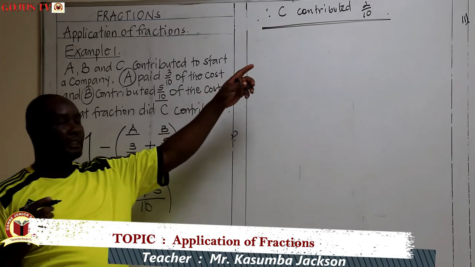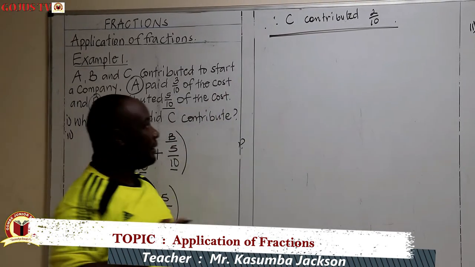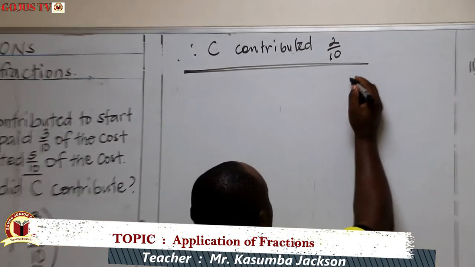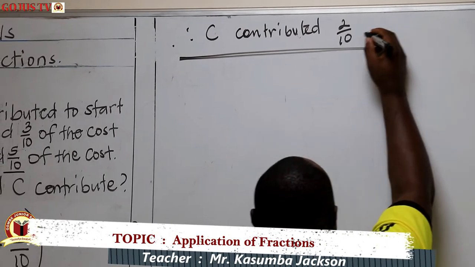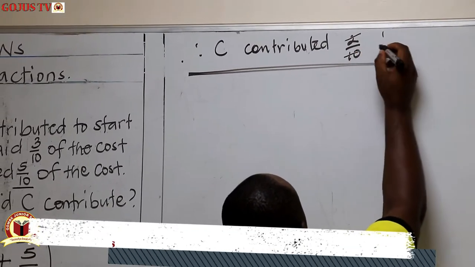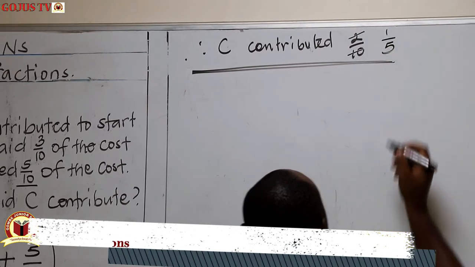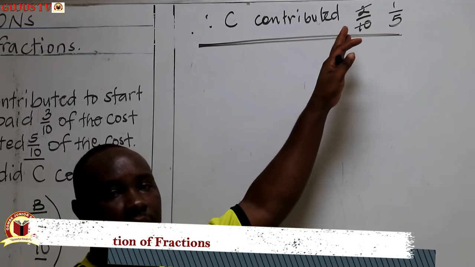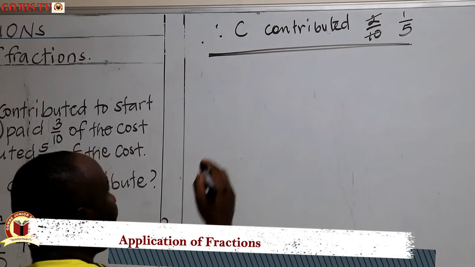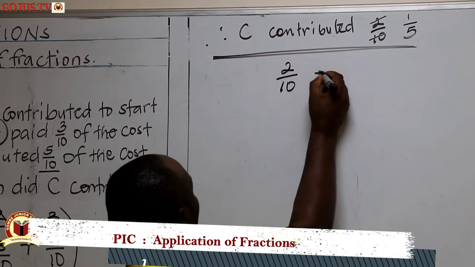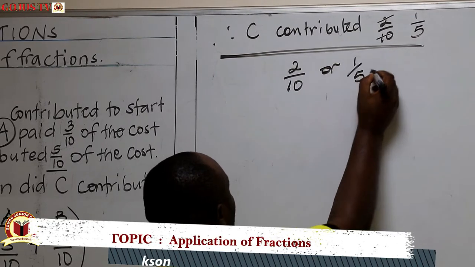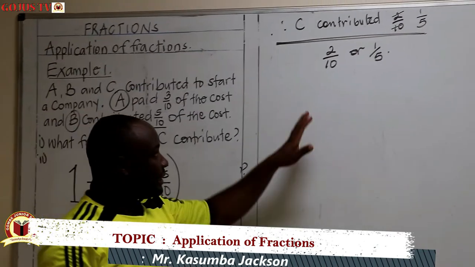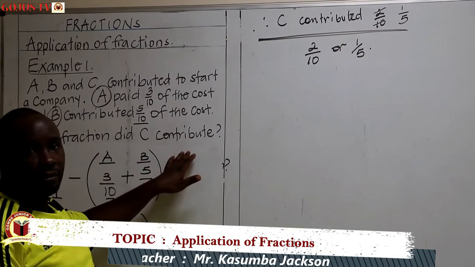This fraction can be left as it is, or we can reduce it. Why? Because you see, we can have a common factor that can reduce 2 and 10. If we reduce by 2, we shall get 1, and 10 by 2, we shall get 5. So the factor that has reduced is 2. So that fraction can either be 2 out of 10 or 1 out of 5 after reducing. So that is the fraction if we are to answer the first question.